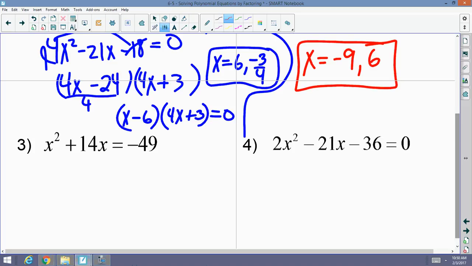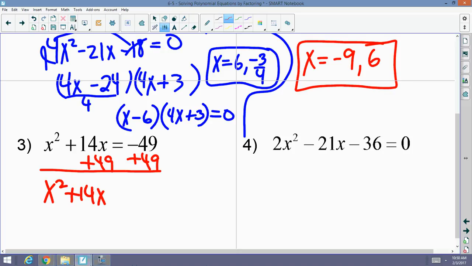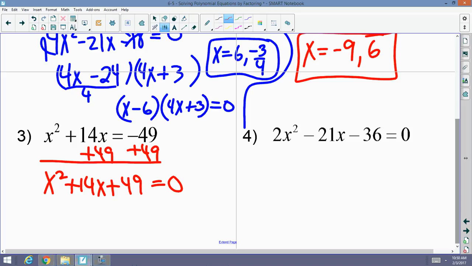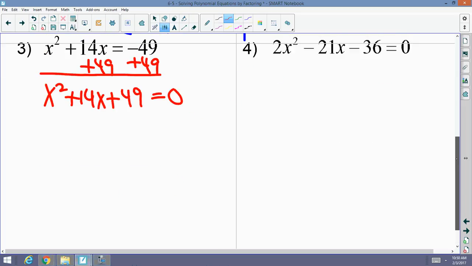Okay, what do I got to do here, because it's not a trinomial yet? You're going to add 49, because I've got to make a trinomial. So I've got x squared plus 14x plus 49. Can anyone recognize something really special about this? What about 7? Now you can't factor this by 7, but you're close. There's something to do there.